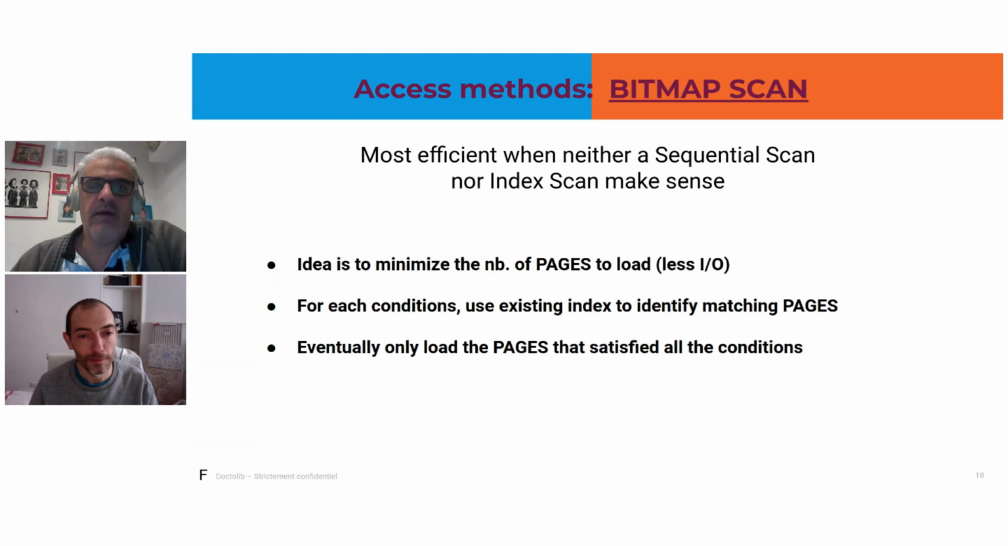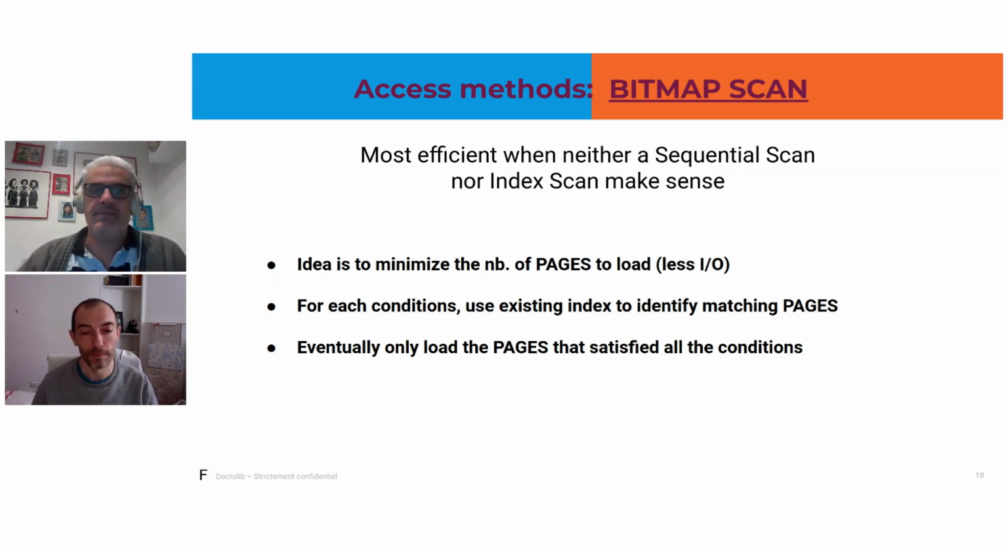So when we have a certain number of rows to retrieve in the table pages or index pages, sometimes neither going directly to a sequential scan is efficient, nor going to the index scan is efficient. So we need to put those pages in a kind of table of matching rows that match the conditions that you want in the where clause.